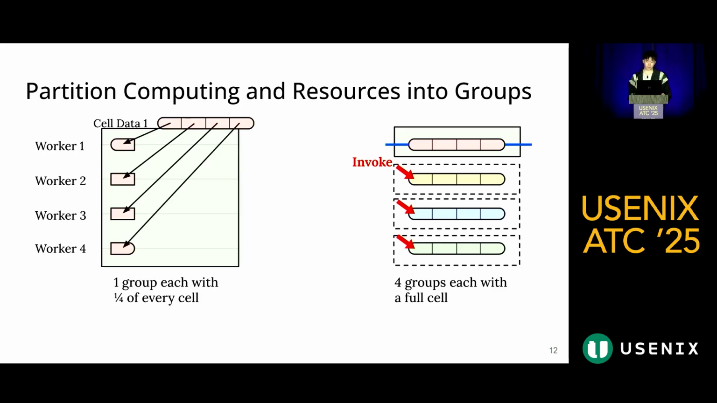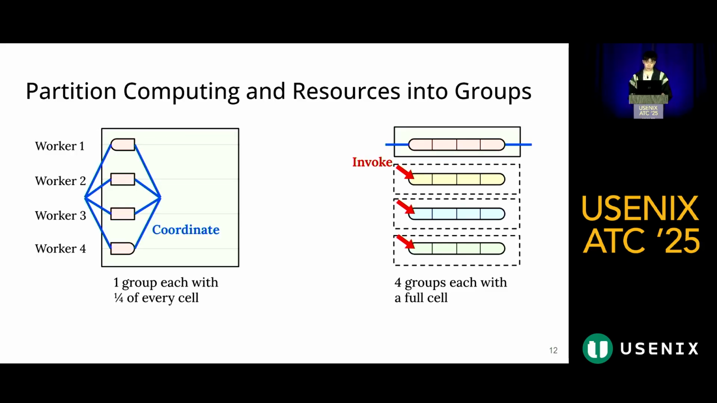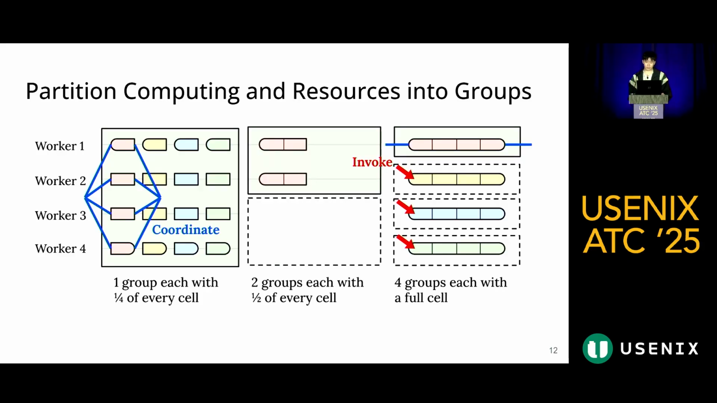On the other extreme, we have only one group and distribute computation to all workers. At this time, all 4 workers are active during execution, so the coordinator would need to talk to each of them. When moving on to other cells, because the workers are already running, there's no need for invocation. The middle ground is that we have 2 groups and divide the workload across 2 workers, each handling 2 cells. In this case, less coordination is needed. When we move on to the next cell, if it's in the same group, no invocation is needed, but the other 2 workers still need to be invoked.